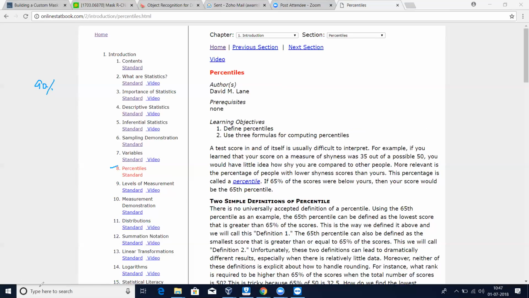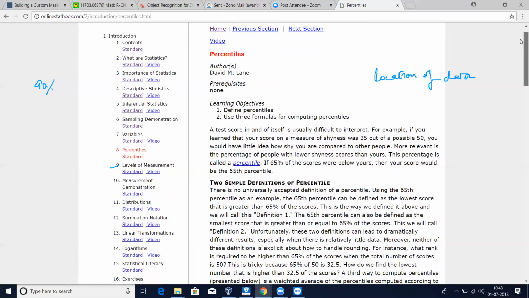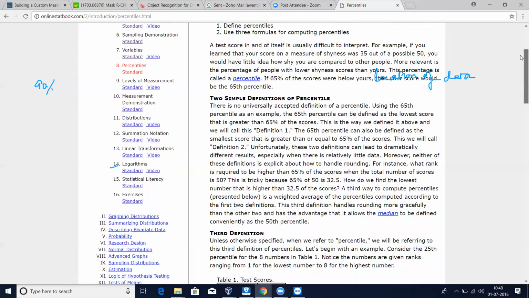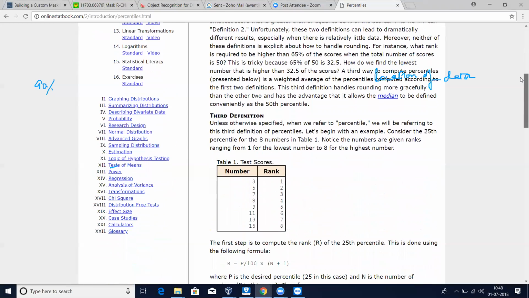Okay, so that's what your percentile was doing. It was finding the location of the data. Is there a standard formula to calculate? No, actually, it's here.